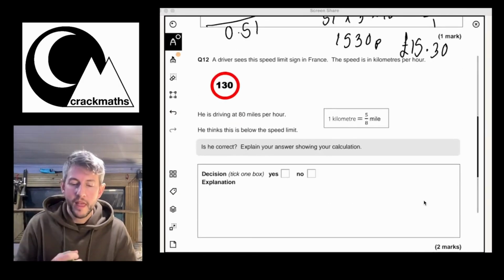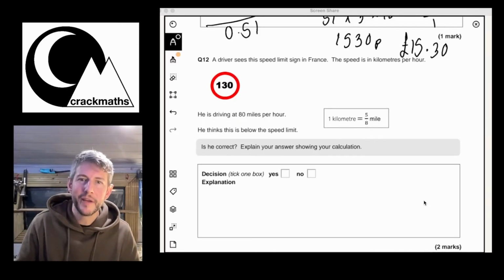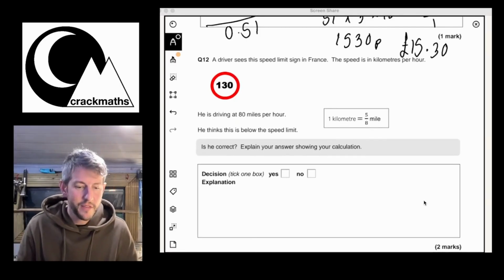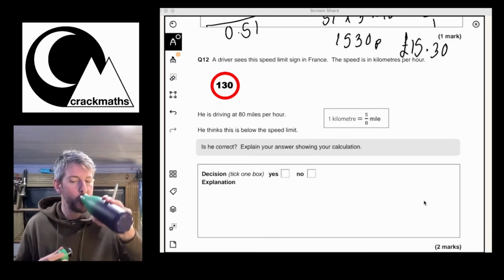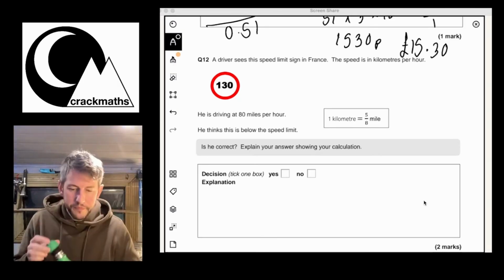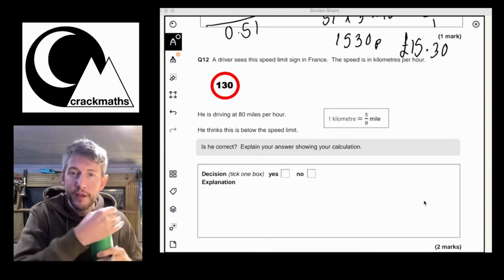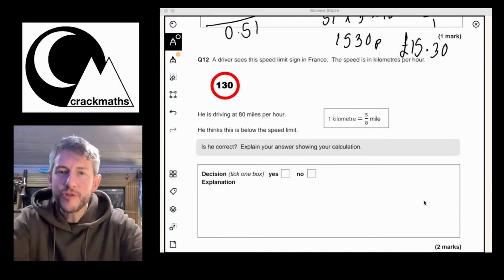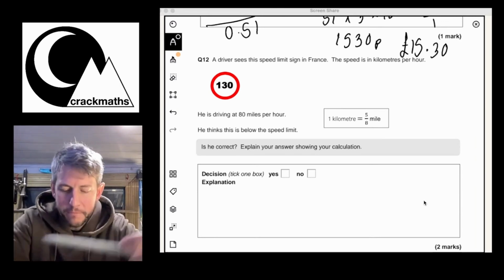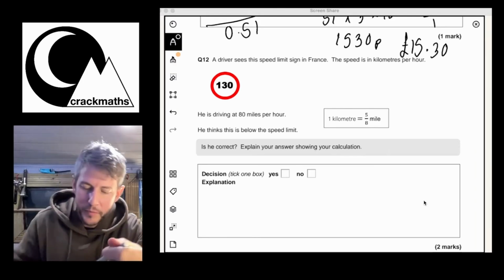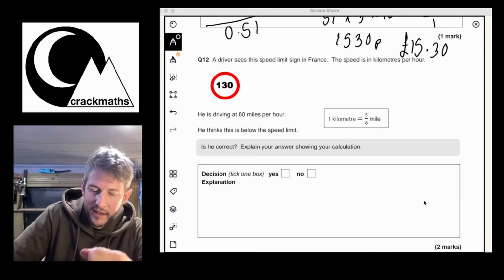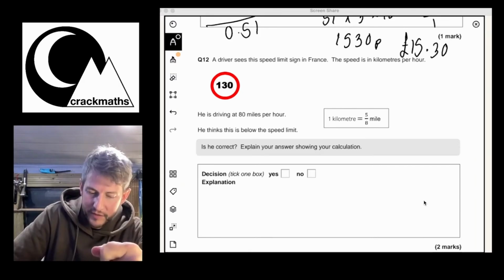Question 12. A driver sees a speed limit sign in France. The speed limit is in kilometres per hour. Okay, and it says 130. He is driving 80 miles per hour. He thinks this is below the speed limit. Is he correct? Explain your answer showing your calculation.